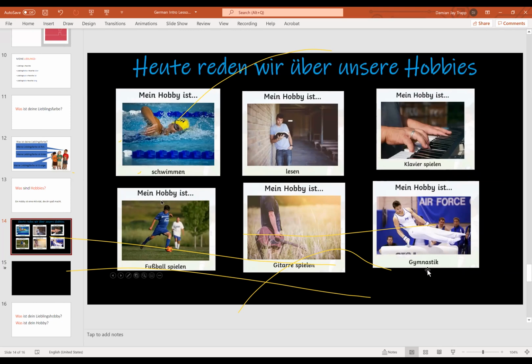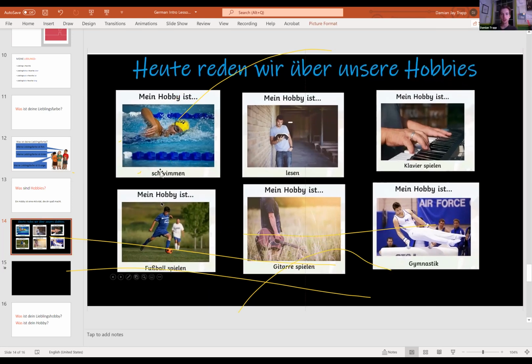Maybe could you repeat the other words and repeat it? Maybe some kids they can just try to sound it out. So first we have schwimmen, lesen, Klavier spielen, Fußball spielen, Gitarre spielen, Gymnastik. And again, schwimmen, lesen, Klavier spielen, Fußball spielen, Gitarre spielen, Gymnastik.